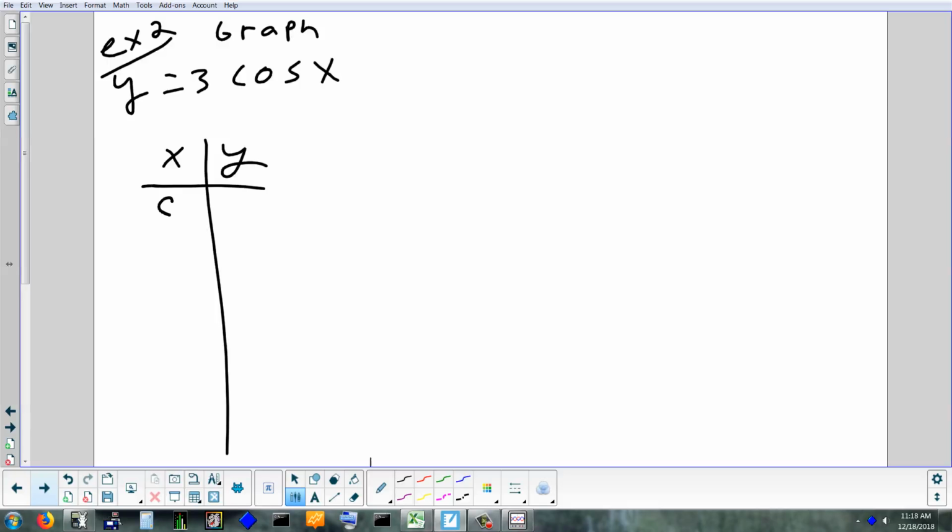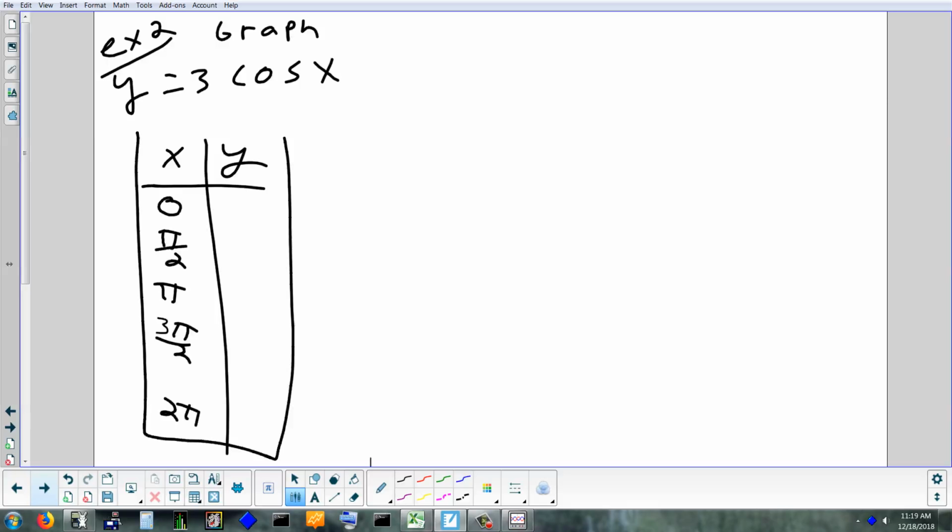0, pi over 2, pi, 3 pi over 2, and 2 pi. Yep. So those are my original x's. And now my original y's, I'm going to put them off to the side. But that's just for my purpose to help figure out the new ones. So Nick, what are my original y values for cosine?